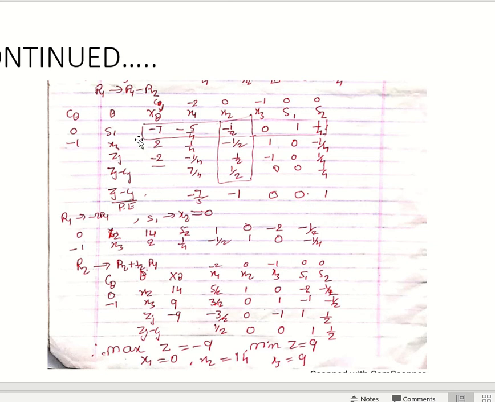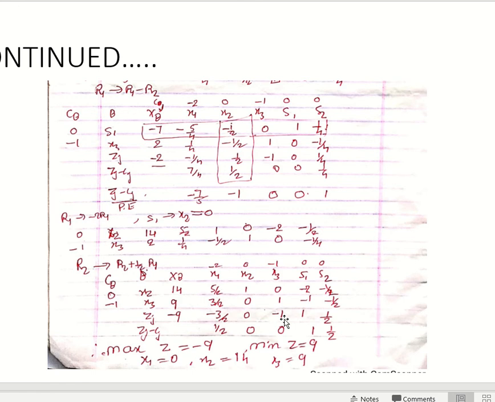Now after computing this, write the expression R1. It is the same. Now with the help of this value, we have to make this element 0. So how to make this element 0? R2 implies R2 plus 1 by 2 R1, because we have to keep the target for this one to make it 0. Now we will get R2 implies R2 plus 1 by 2 R1, and the rest of the part is the same. Here we have copied. Now again repeat the process, obtain Zj.